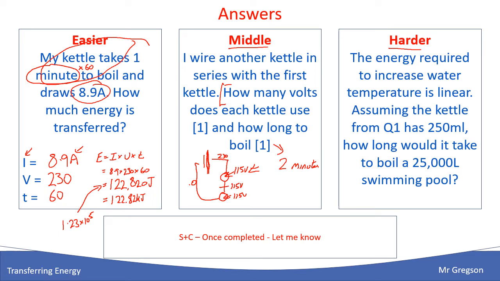So we've got 25,000 divided by 0.25 times 60, because it took 60 seconds, and we should get a very long answer, because boiling a swimming pool would take a considerably large amount of time. Okay, so I get an answer of 6 million seconds, which is not particularly useful. 10 to the power of 6 seconds.